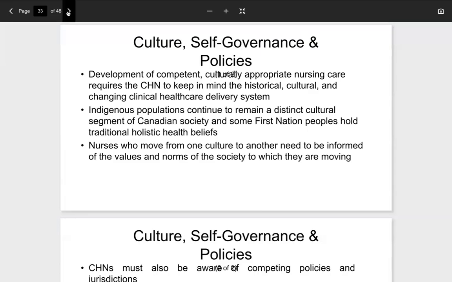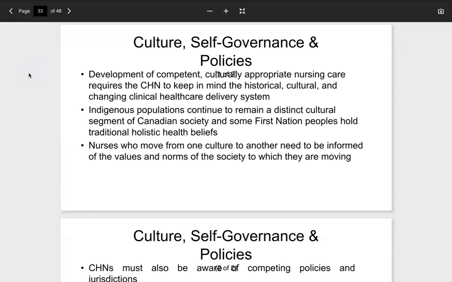In regards to culture, self-governance, and policies, the development of competent and culturally appropriate nursing care requires the community health nurse to keep in mind the historical, cultural, and changing clinical healthcare delivery system. Whether or not we are going to work specifically with the Indigenous community, as community health nurses, even nurses working in hospital settings, we do need to be aware of the cultural and the historical context of the Indigenous population in Canada, so that we are more equipped to support and advocate for their needs.